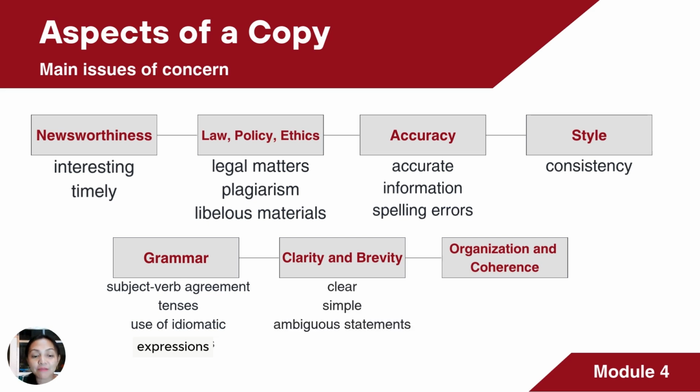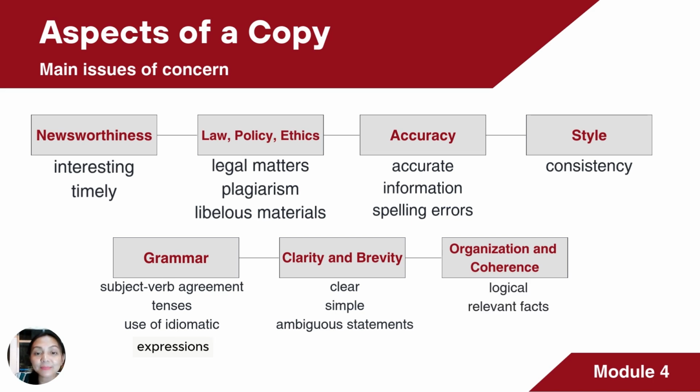Next is clarity and brevity. So we have the keywords here: clear, simple, ambiguous statements. So for clarity and brevity, the editor should ensure that the writing is clear and concise, and this may involve cutting unnecessary words or maybe simplifying complex sentences, ensuring that the main points are easy to understand. So, avoiding ambiguous statements. Then the next aspect is organization, also coherence, logical or relevant facts.